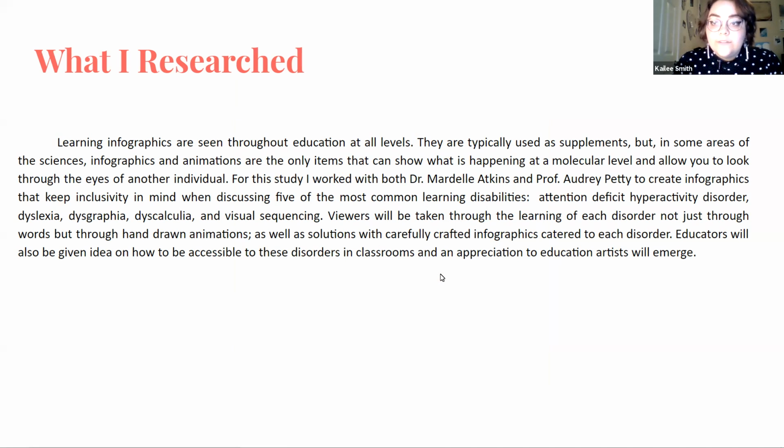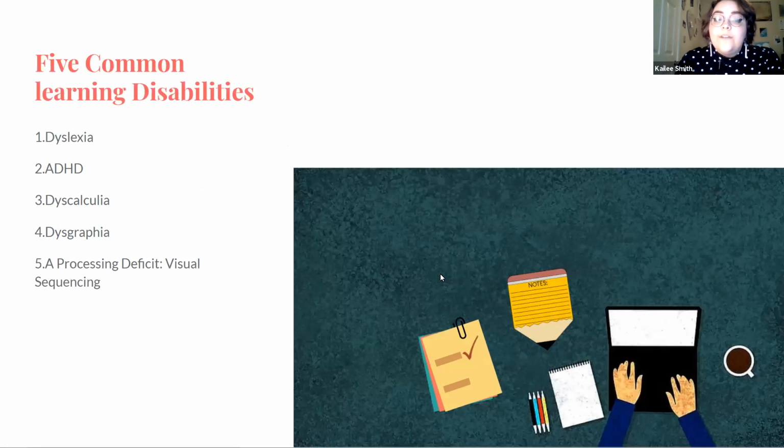Most infographics you can see throughout all education levels. However, they're normally only used as supplements, but in some classes, specifically in the sciences, they're the only way you can see what's happening at a molecular level. With both professors, I have gone through and made this presentation to show viewers an insight into 5 of the most common learning disabilities in the classroom. The 5 I'm going to be talking about today are dyslexia, ADHD, dyscalculia, dysgraphia, and a visual processing deficit known as visual sequencing.